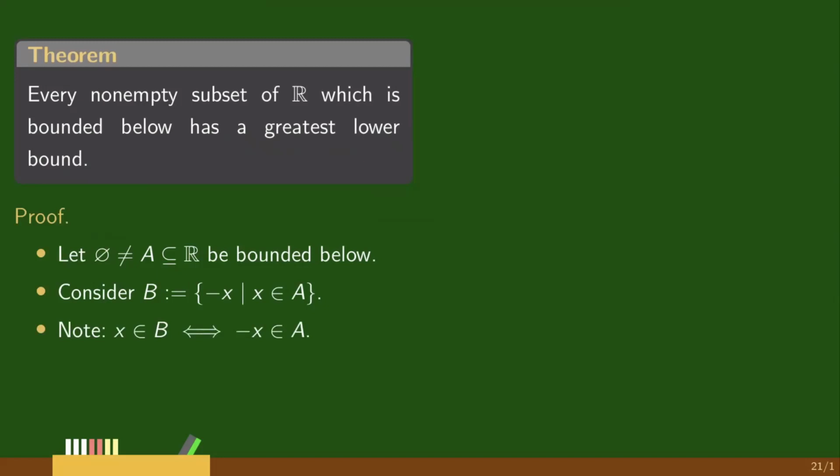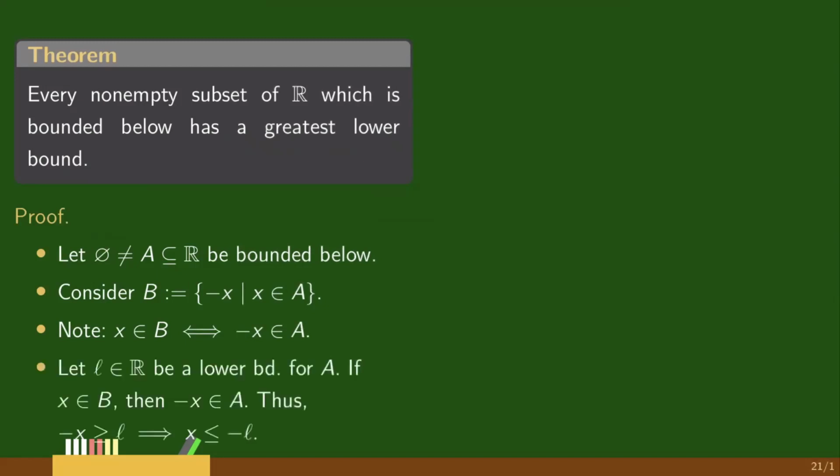Kung mapapansin nyo, kapag si X ay nasa B, sabihin nating yung negative niya nasa A. And vice versa. Right? By its definition. So, kunwari si L ay lower bound for A. Katulad kanina, si L ay lower bound for A. Ngayon, kapag si X ay nasa B, sabi nung nasa taas, si minus X ay nasa A. At dahil si L ay lower bound for A, dinodominate nung minus X si L. Ayun, dinodominate ni minus X si L because L is a lower bound for A.